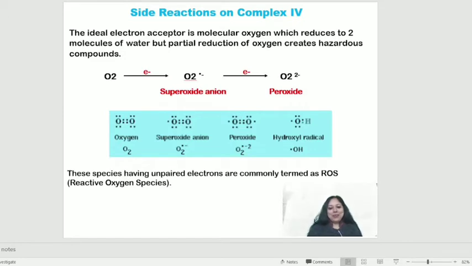Viewers, for many weeks we have been studying the electron transport chain, and video by video we are covering complex 1, complex 2, complex 3, and complex 4 of this chain. But we are still one step away from the formation of ATP.